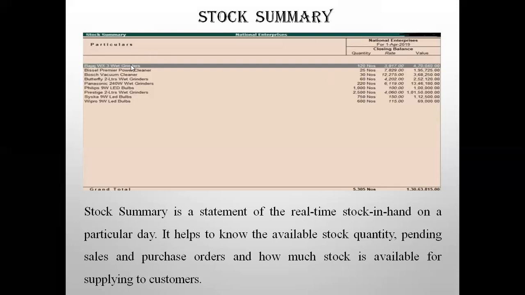So if you go in deep and press enter over here, it will show you the in and the out quantities, and finally how much is remaining, that will be updated here. So that is the stock summary, the statement of the real-time stock in hand on a particular day.